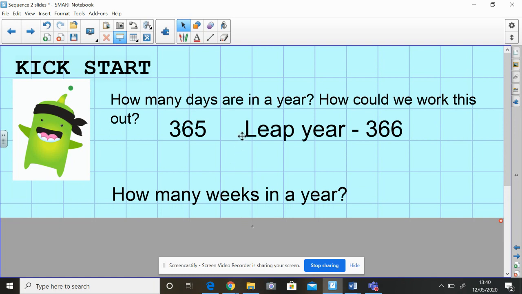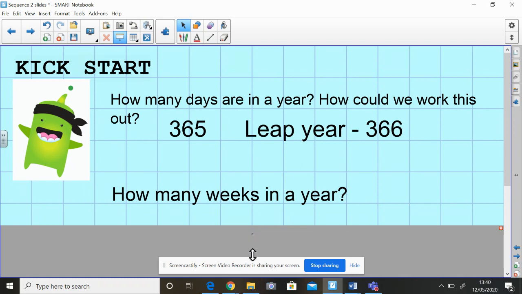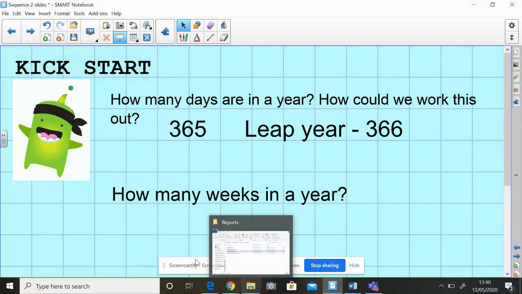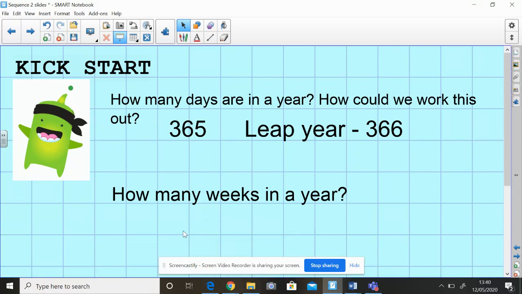Okay, so we have learnt there are 7 days in a week. We've learnt how many days are in each month, or you're going to learn my little rhyme to help you. We've learnt how many days are in a year and a leap year. How many weeks are in a year? And if you did my little activity at the start, you might already know, you might have worked it out. In a full year, there are 52 weeks.